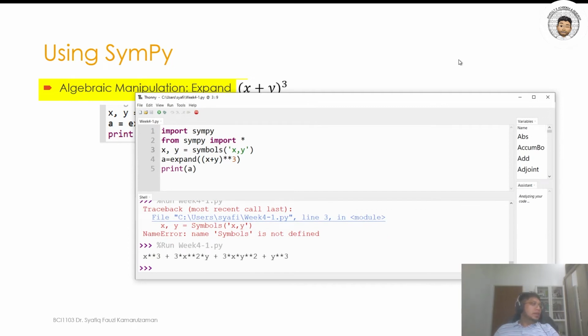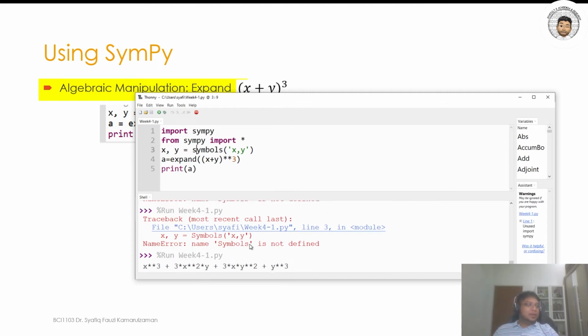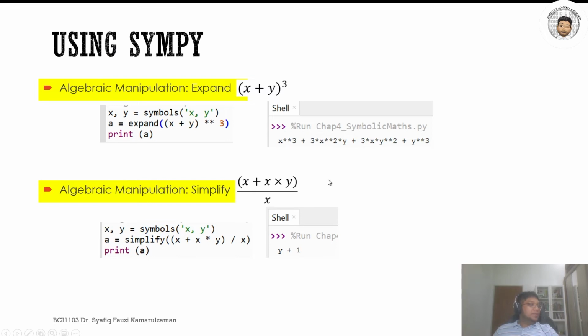Okay. So here we have this equation: x power of 3, 3 times x power of 2 times y, then 3 times x times y power of 2, and then you have y power of 3. Okay, so you get the result here. So this is one example, for expanding. And next we have simplify. So here you have x plus x times y divided by x.